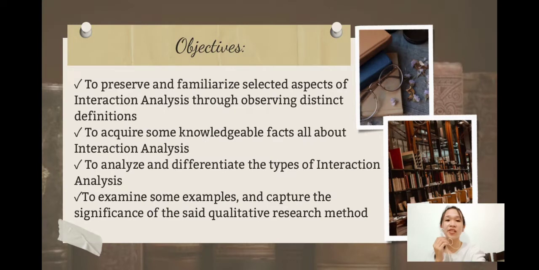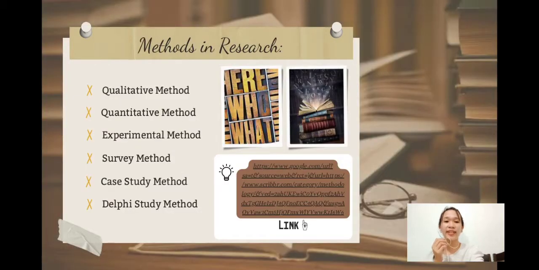Moving on, here are our four objectives. Number one, to preserve and familiarize selected aspects of interaction analysis through observing distinct definitions. Number two, to acquire some knowledge and facts about interaction analysis. Number three, to analyze and differentiate the types of interaction analysis. And lastly, to examine some examples and capture the significance of the said qualitative research method. Let's go to the next slide.